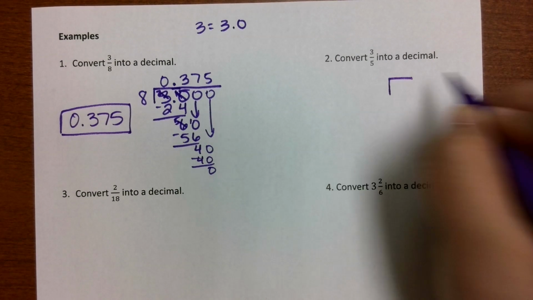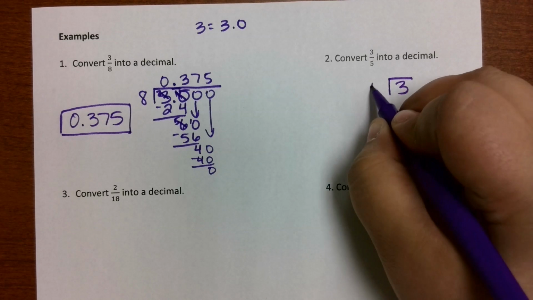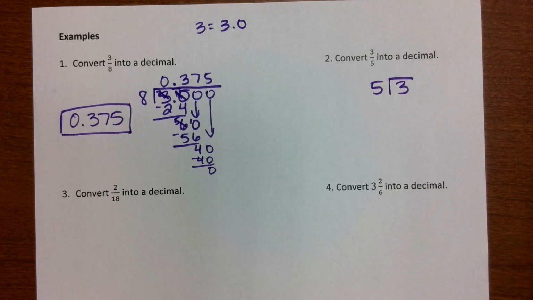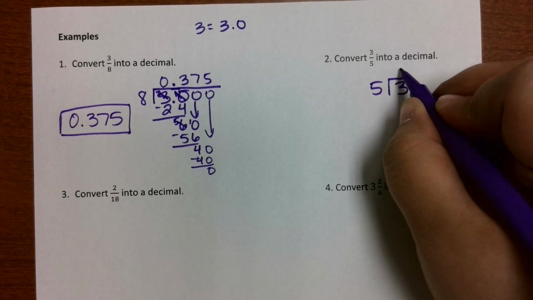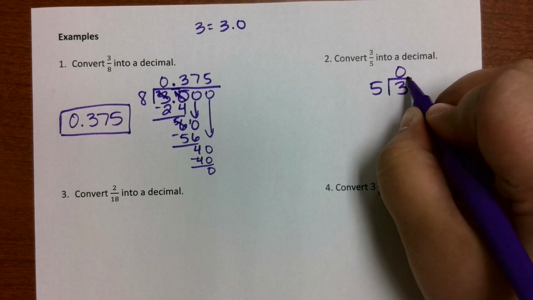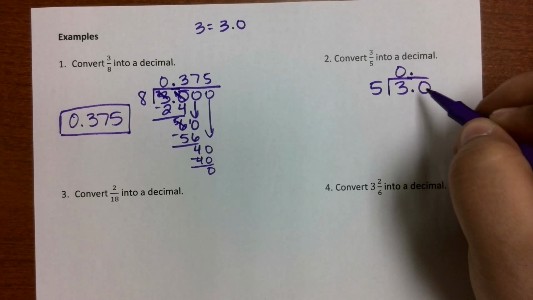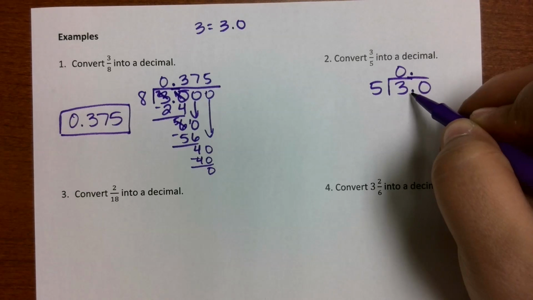Alright, number 2 says to convert 3/5 into a decimal. So again, we're going to set up our division problem. Top in, bottom out. 5 cannot go into 3, so we put a 0. And don't forget to put your decimal first and then add your 0. Drag the decimal up.